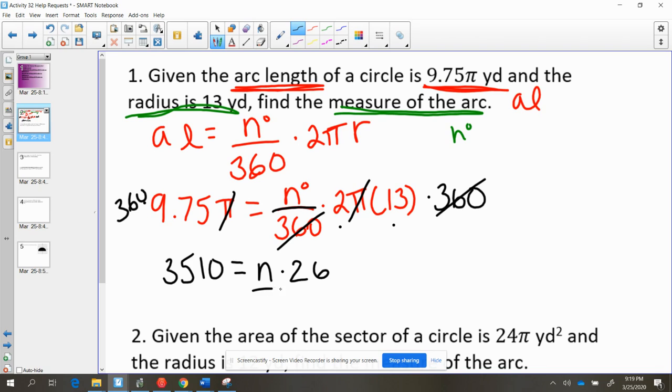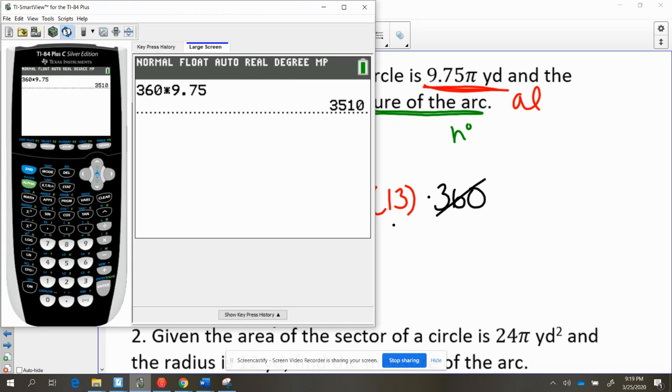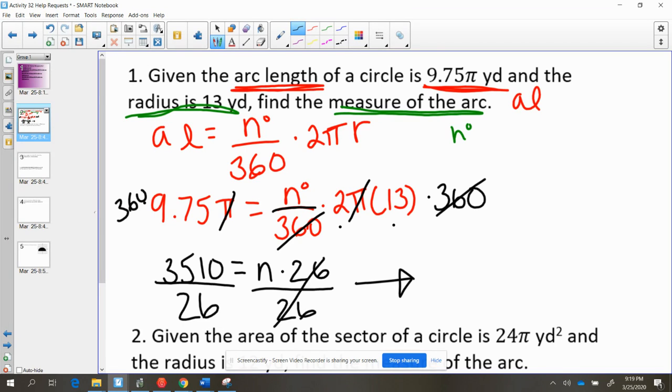Last but not least, we want n by itself. We want the degrees, the measure of the arc. So we're going to divide both sides by 26. We take the 3,510 divided by 26, and now we get n to equal 135 degrees. That's our measure of the arc.